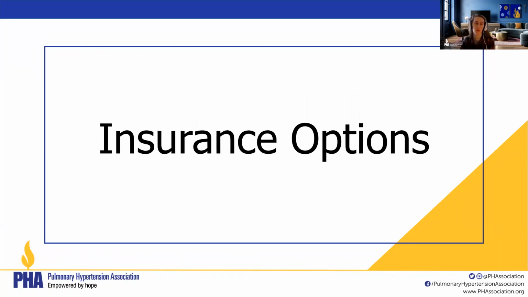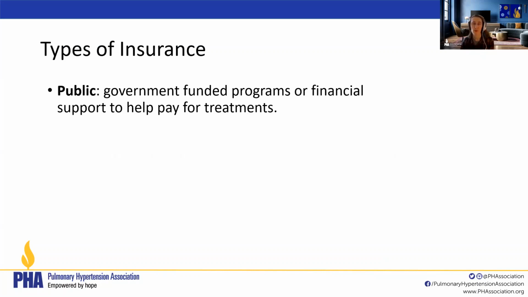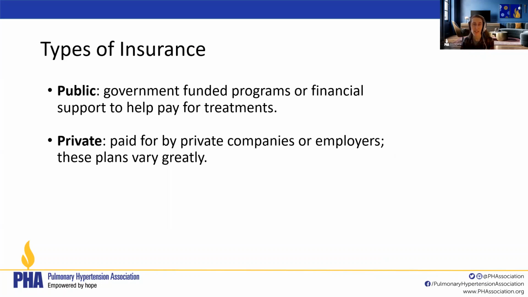So we'll go into those insurance option types. It's a lot of different types, but really they can be broken down into just two main categories, public and private. It is pretty important to understand what type and source your health insurance is coming from, particularly for folks with PH, because some of the financial assistance programs out there to help with the expensive medication copays will sometimes limit their eligibility to only those with a public source of insurance, typically like Medicare or Medicaid.